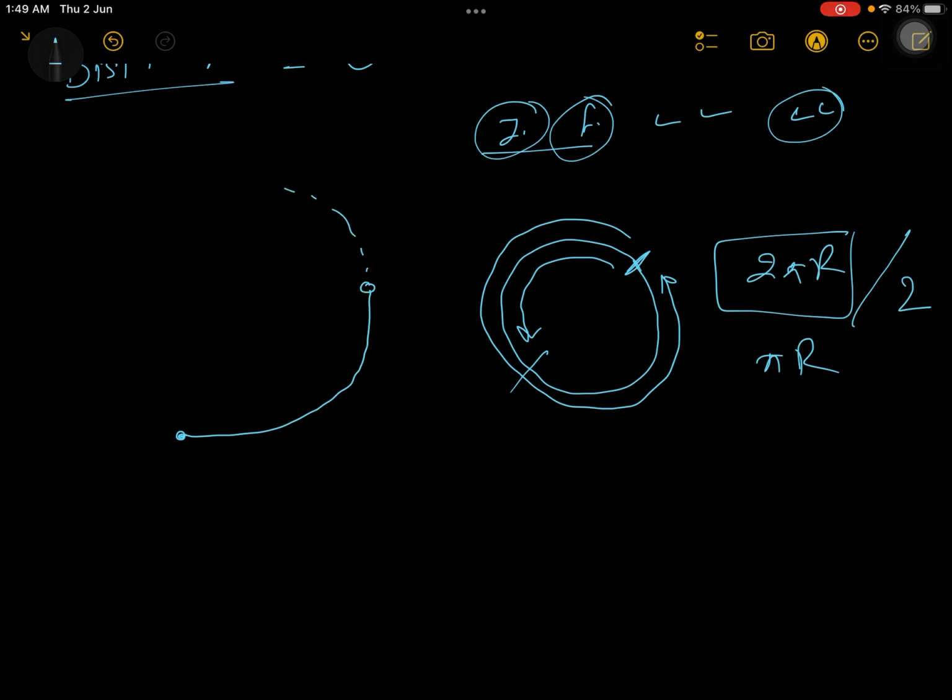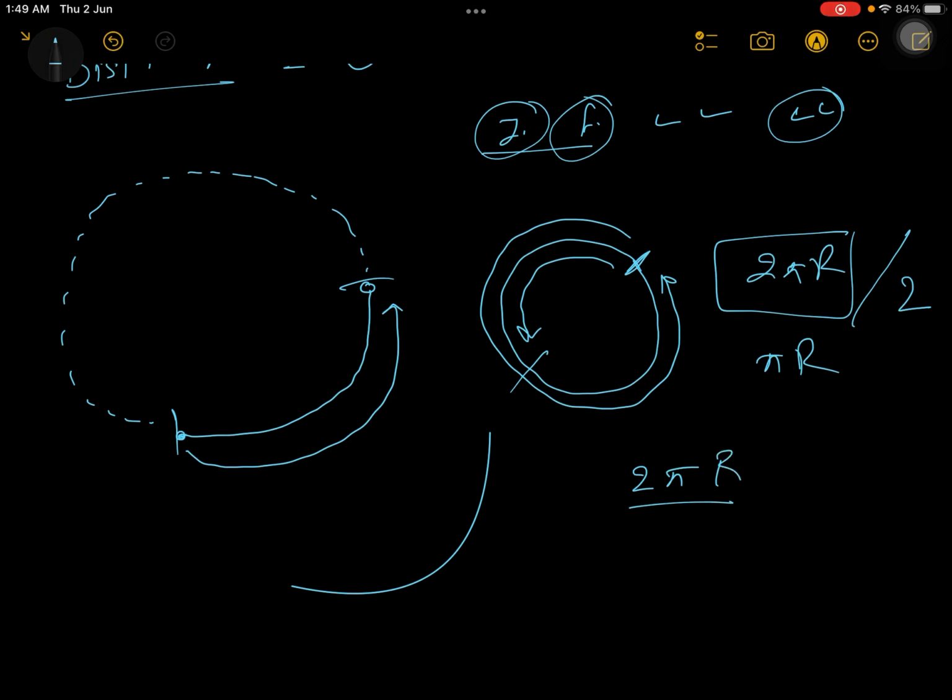Imagine someone is starting from here and traveling on a circular path, reaching only till here. This person did not complete the complete circle, nor even the semicircle. The object is starting from here and going only till here. It means it is just 1/4, correct? So 1/4 means the entire 2 pi r for the complete circle, you divide by 4, because 4 parts, right? That's why I'm dividing by 4. So this is going to be pi r by 2. Why? Because this 2 and this 4 you will cancel.